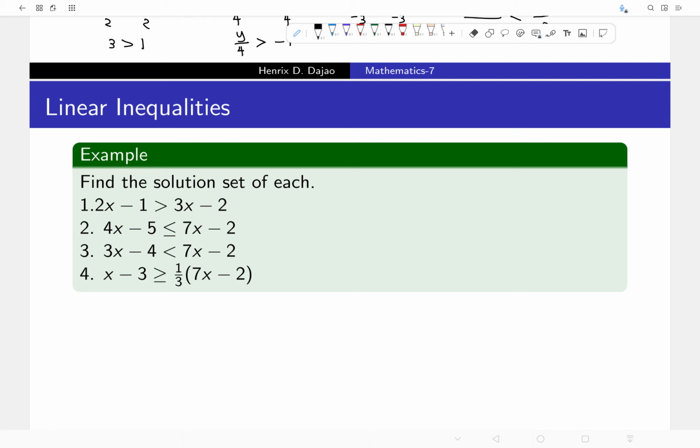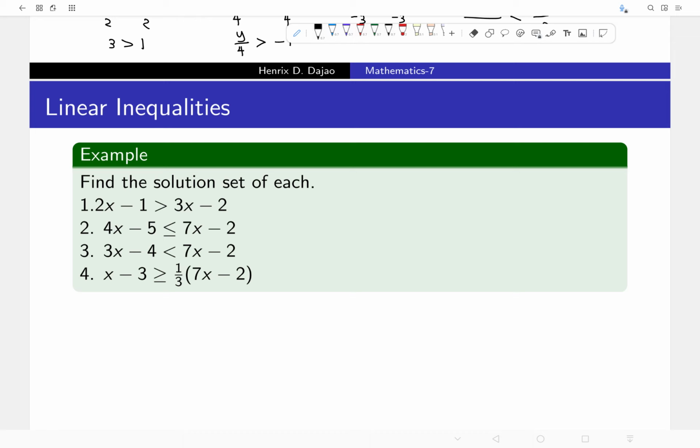Okay, why set? Because most of the time, the values for x or y or any variable involved will be infinitely many. So that's why it's important that we collect all those values in a set. So that's why we require that our solution be contained in a set.